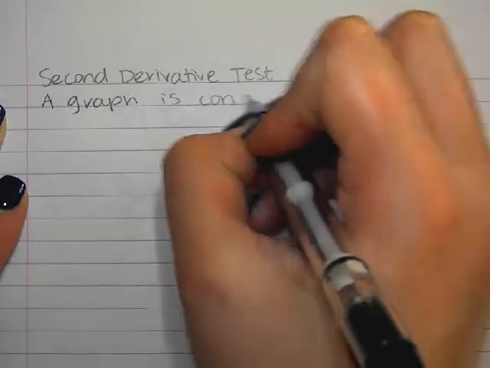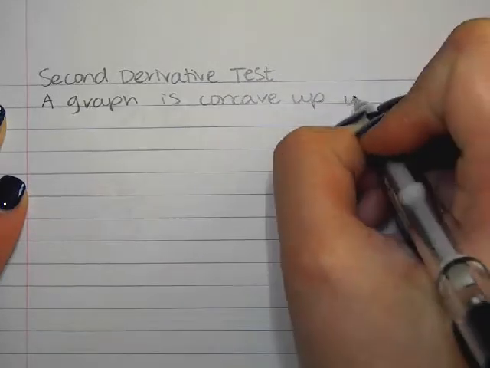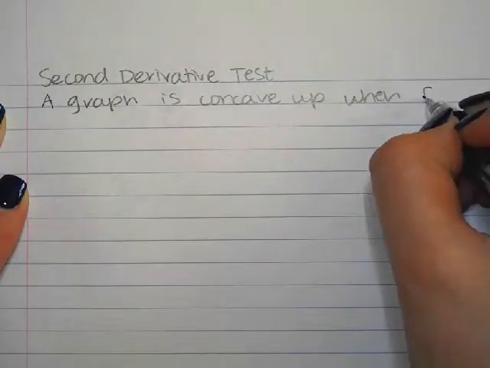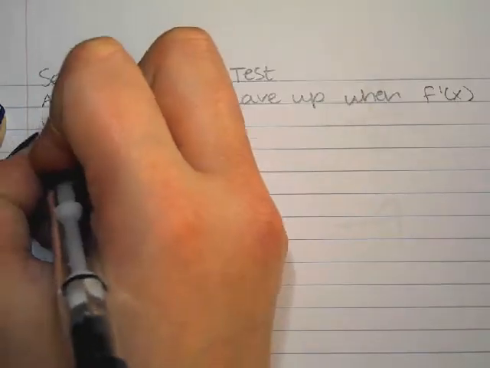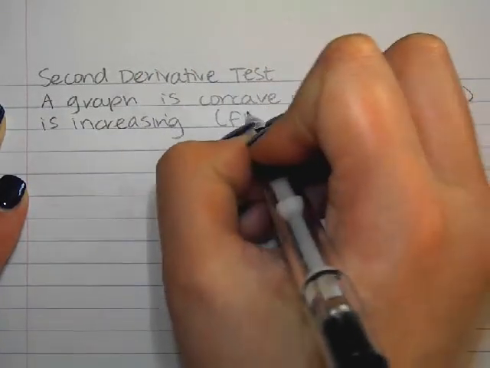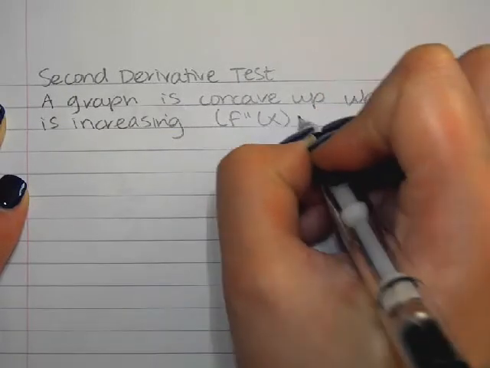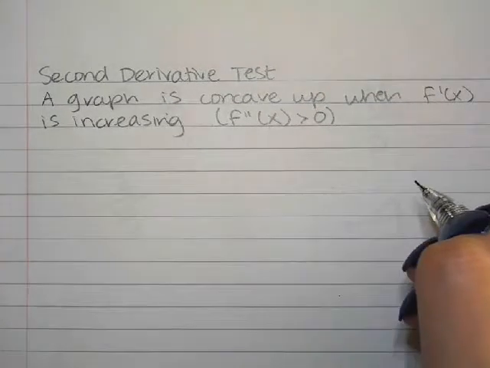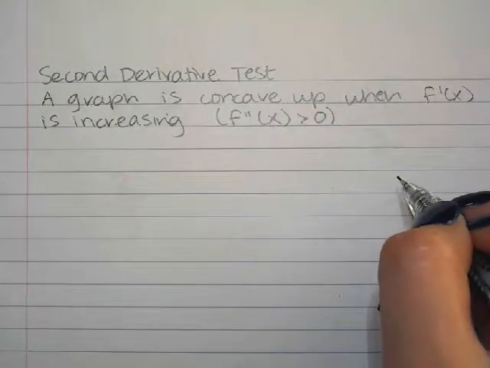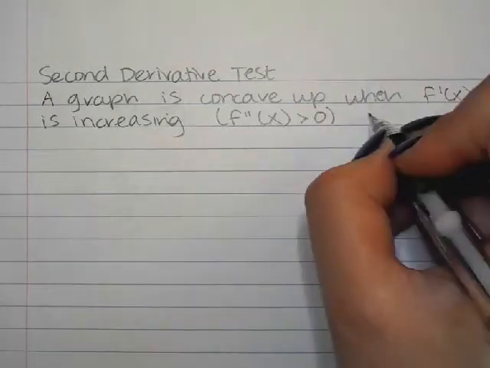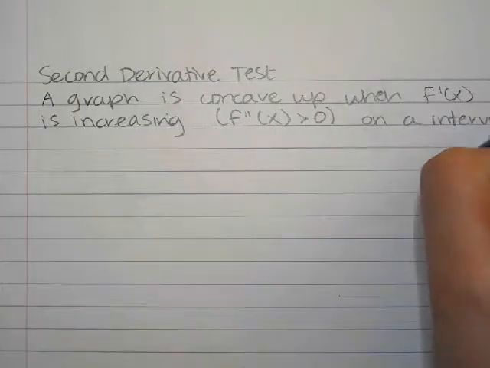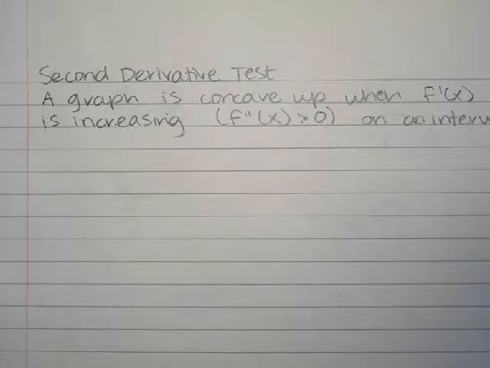A graph is concave up when f prime of x is increasing, which means that the second derivative is positive. So it's concave up on an interval. On an interval. That's painful, huh? On an interval.